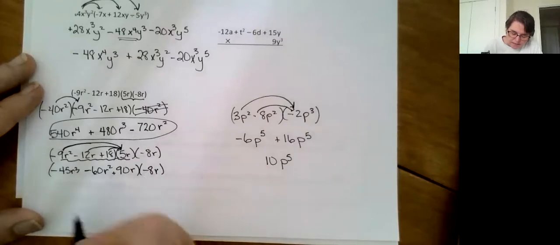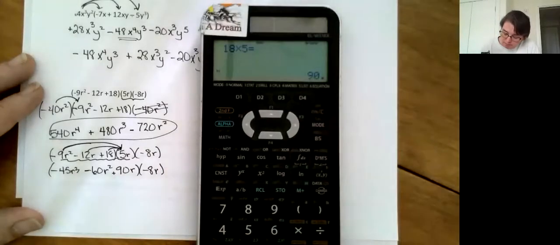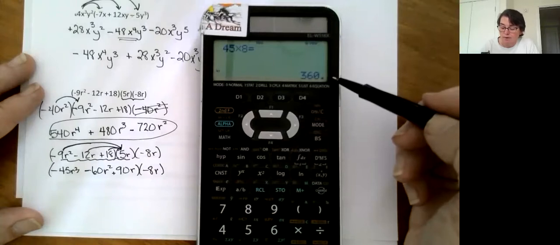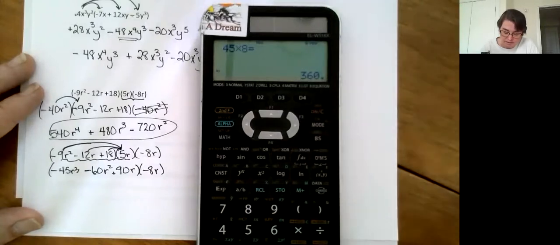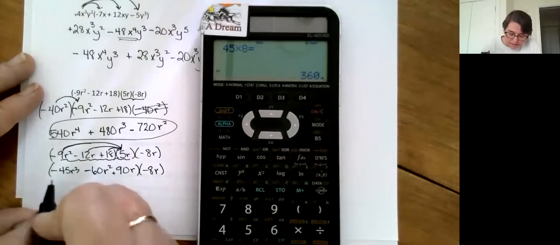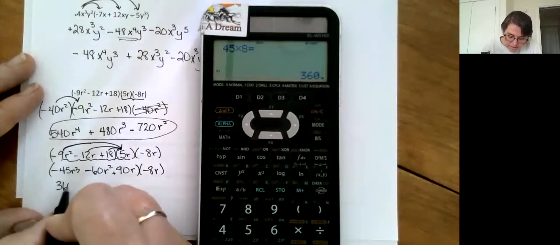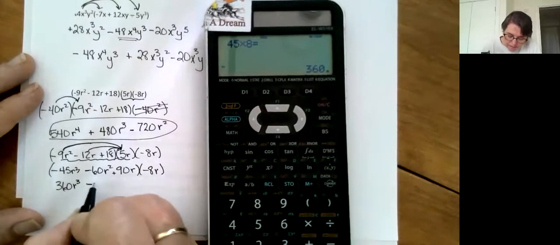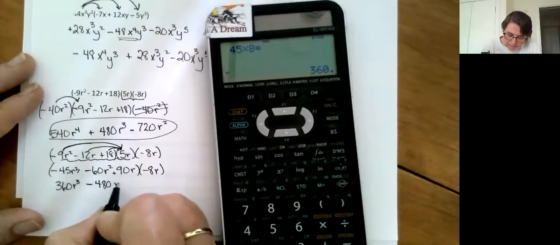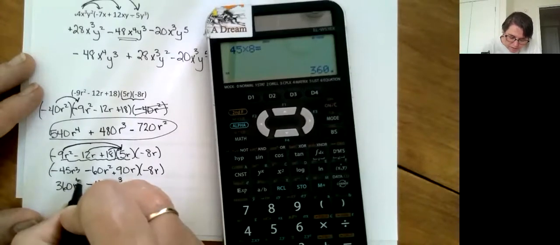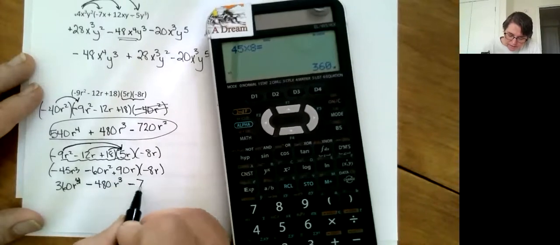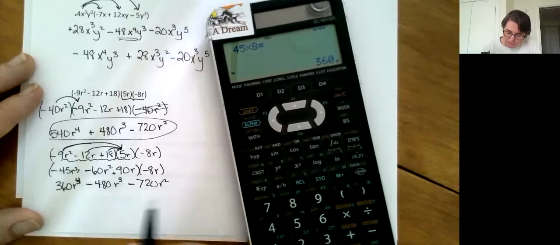-45 times -8. I don't know. In case you're not familiar, I don't bother with negatives in my calculator. I just do them. It's going to give me 360 r cubed. -8 times 60 is -480 r cubed. Oops, this should have been r to the 4th. And 90 times that is going to be -720 r squared.